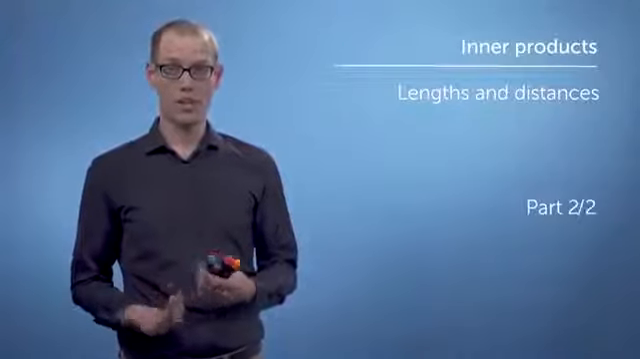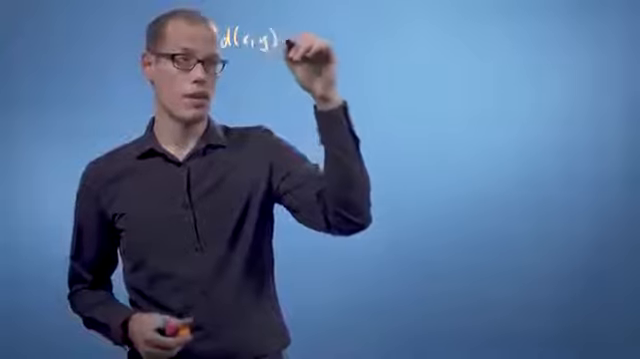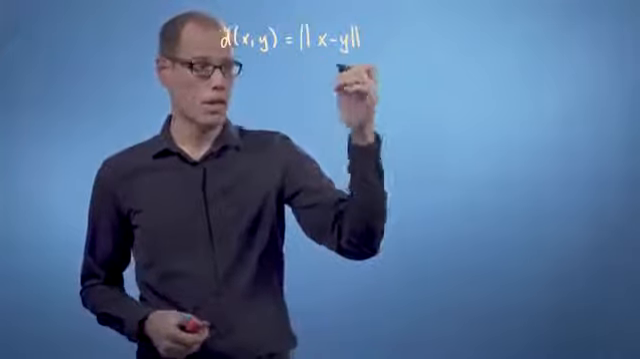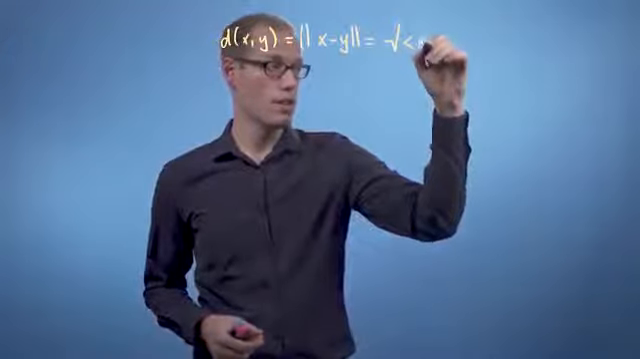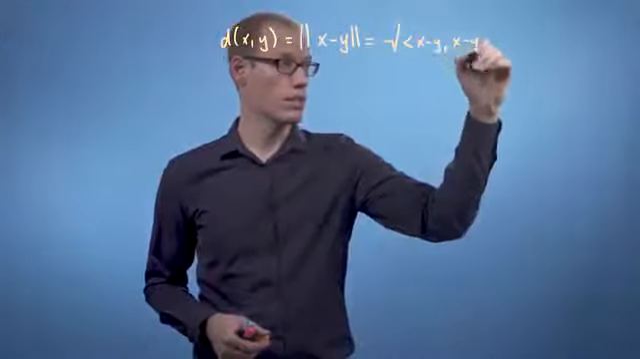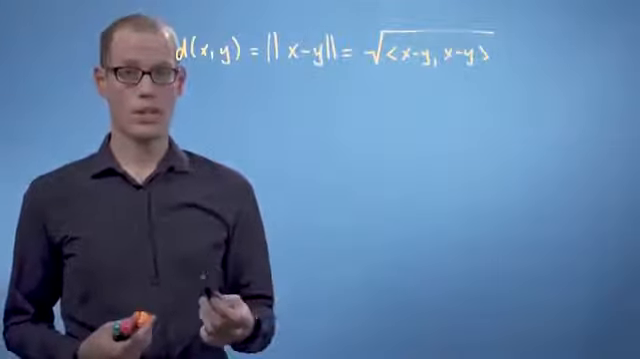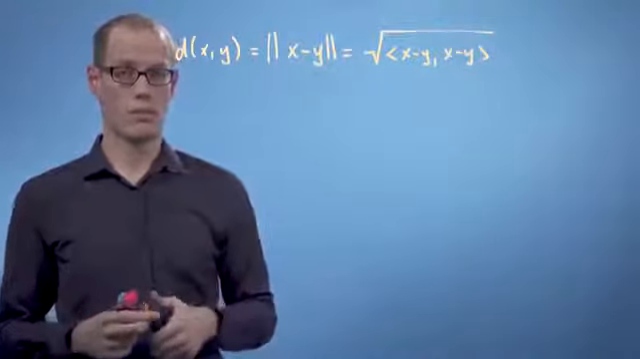Now that we know how to compute the length of a vector, we can also compute distances between any two vectors x and y. The distance between two vectors is defined as the length of the difference vector. So we can write the distance between x and y to be the norm of x minus y. And as we know, this depends on the definition of our inner product. If we use a dot product, then the distance is called the Euclidean distance.